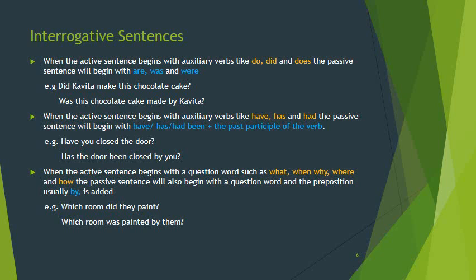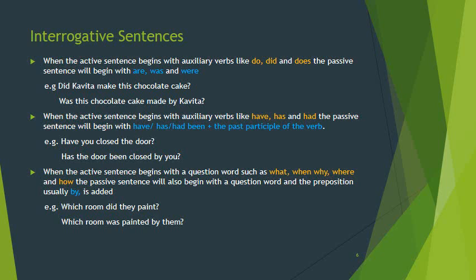Interrogative sentences. When the active sentence begins with auxiliary verbs like do, did and does, the passive sentence will begin with are, was and were. For example, did Kavita make this chocolate cake? Was this chocolate cake made by Kavita?